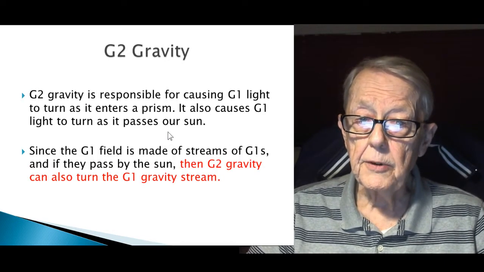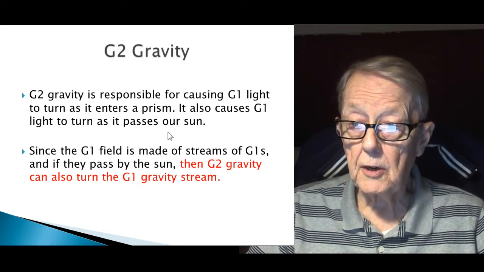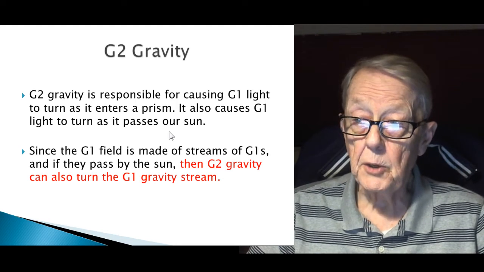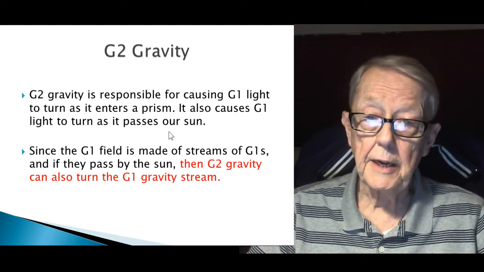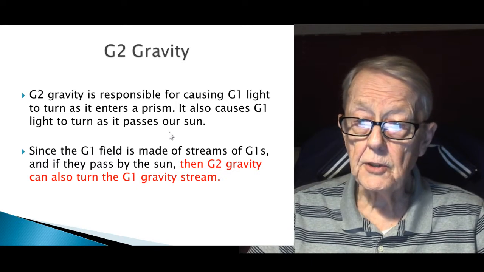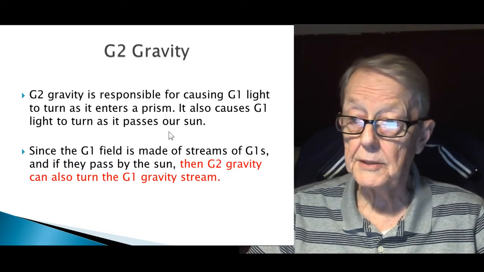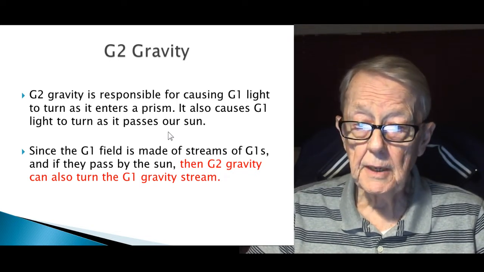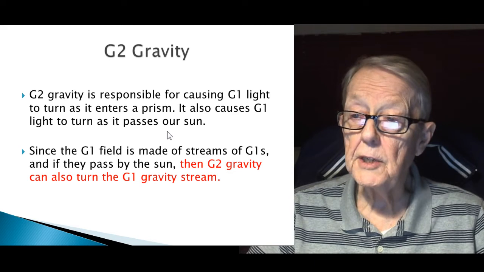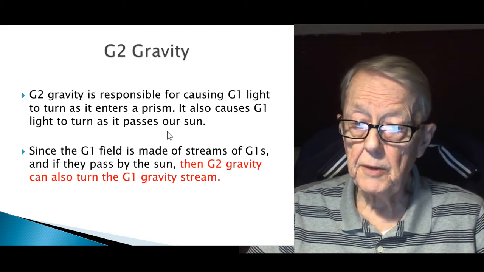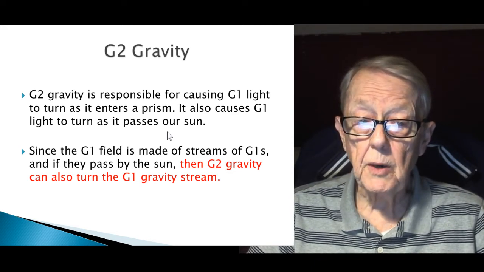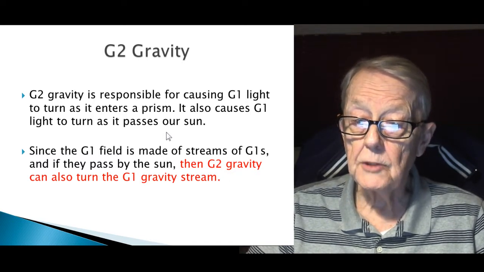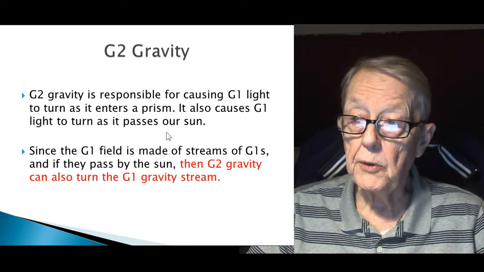And then we introduce G2 gravity, which is responsible for causing G1 light to turn as it enters a prism. That's how I determined that there could be a G2 gravity. And it also causes G1 light to turn as it passes the sun. In a sense, it's causing refraction. Now here's the key point: since the G1 field is made up of streams of G1s, if they pass by the sun, then G2 gravity can also turn a G1 gravity stream.